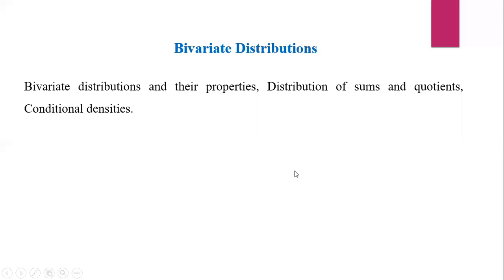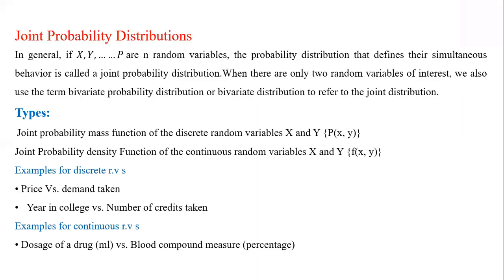Hi friends, in this video we'll discuss bivariate distributions and their properties, distribution of sums and quotients, and conditional densities. This is also called a joint probability distribution. What is a joint probability distribution?